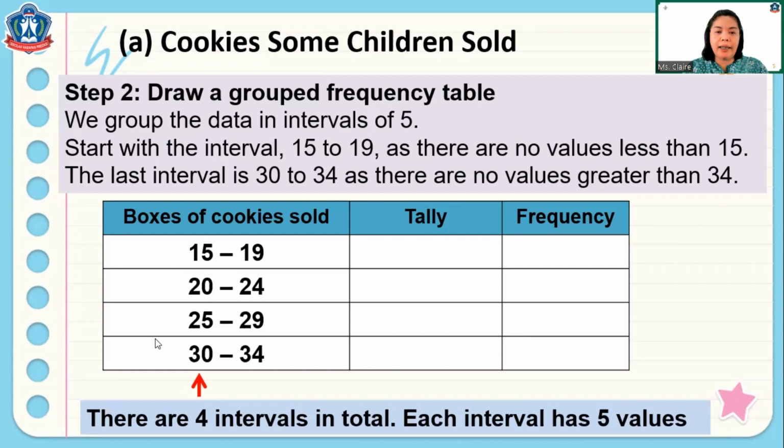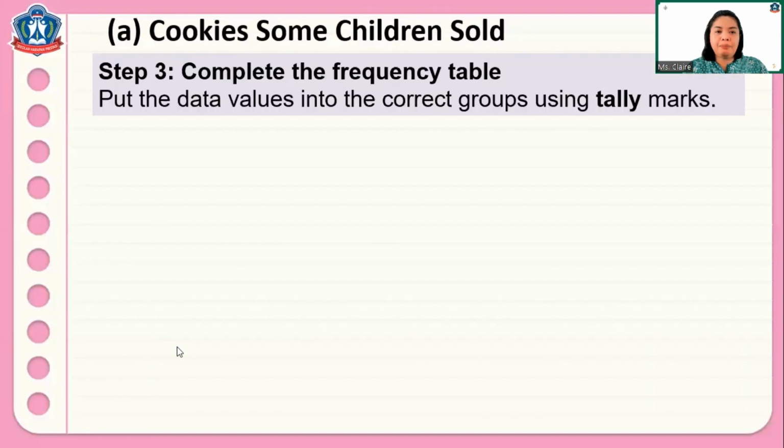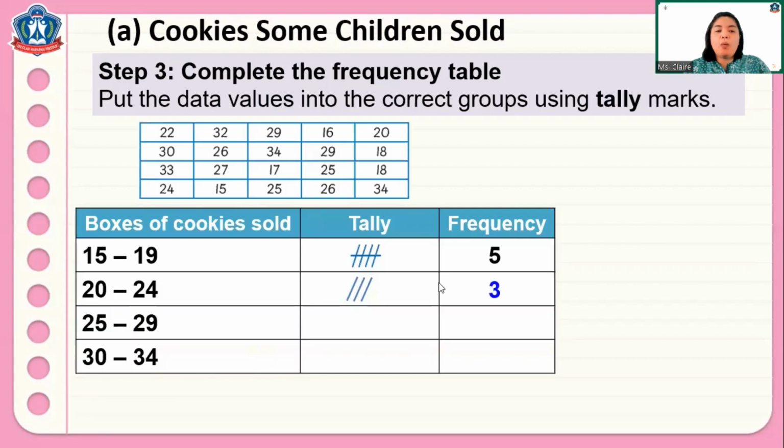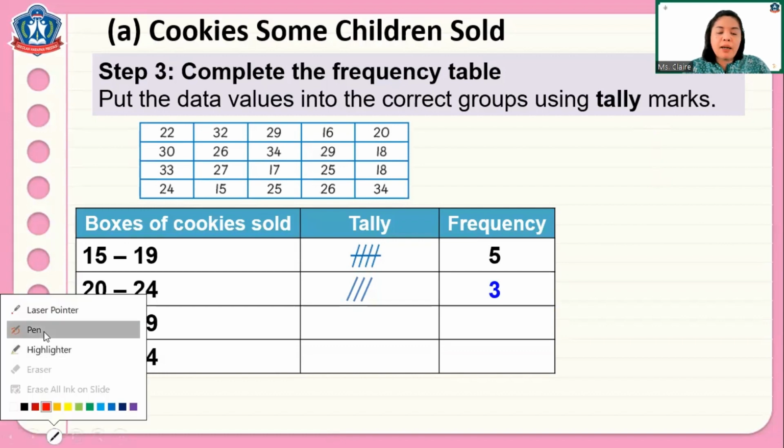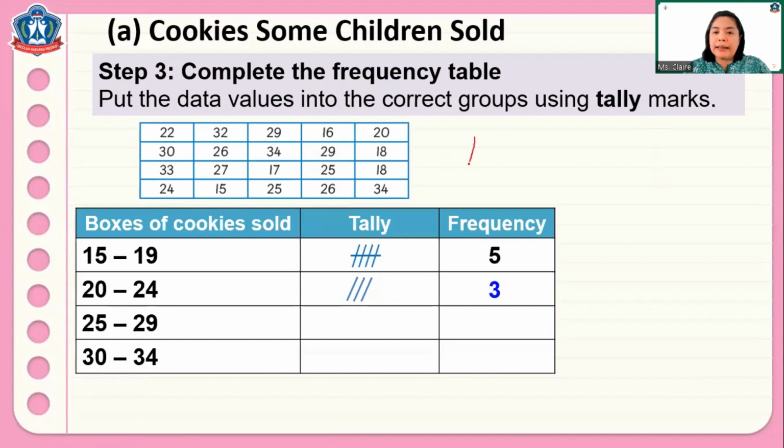Okay, this is how to tally. Now we are going to complete the frequency table. We will put the data values into the correct groups using tally marks. Okay, what are tally marks, everybody? Tally marks are lines made like this. If this one means 1, 2, 3, 4, then we put the diagonal line. It means that is 5.